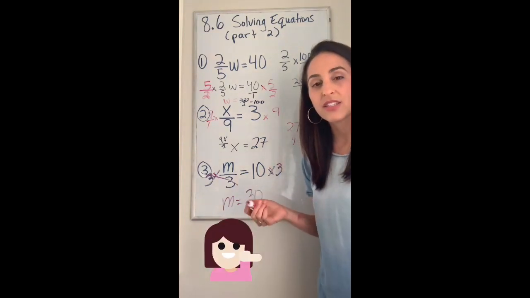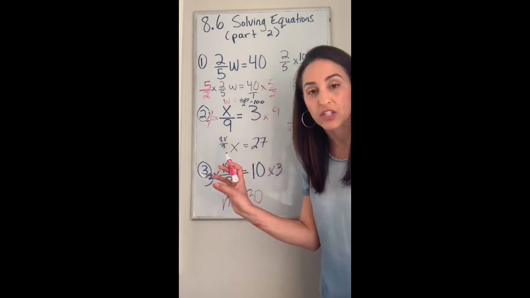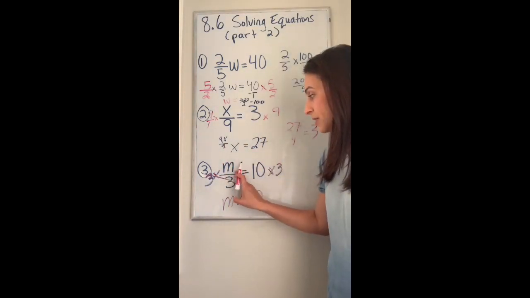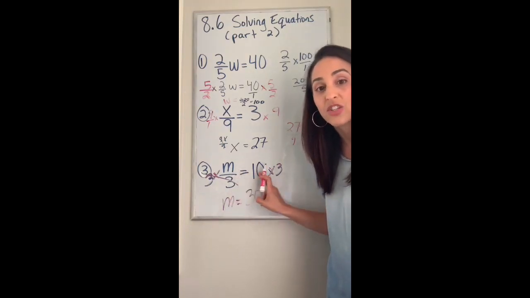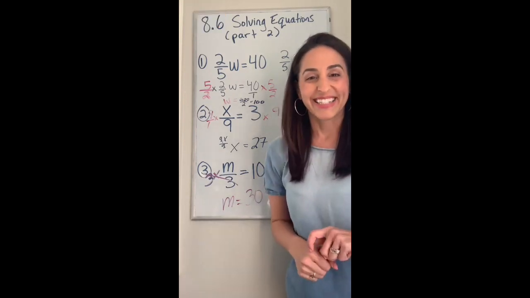All right, is this correct or is this not correct? How do I know? I put it back into the original equation. I take away m and I put 30 in its place. So if I had m divided by 3, I could put 30 divided by 3 and my answer should be 10. Yes. All right, we did it.